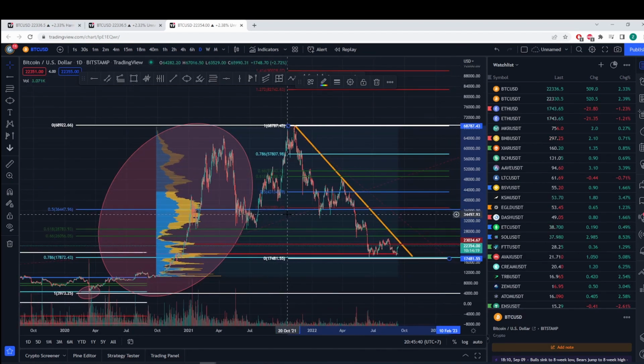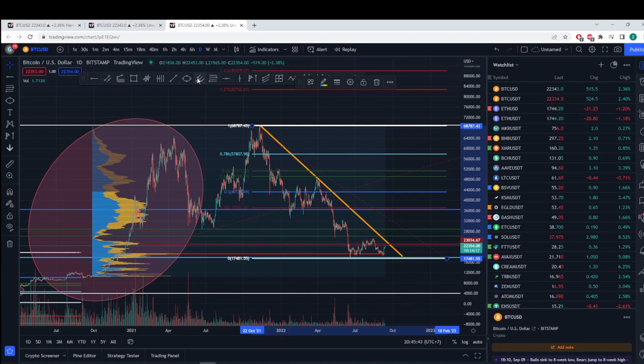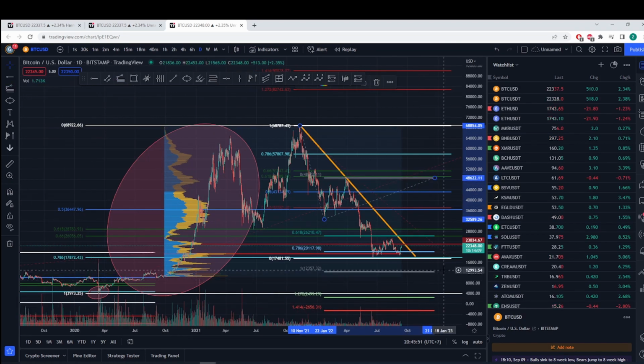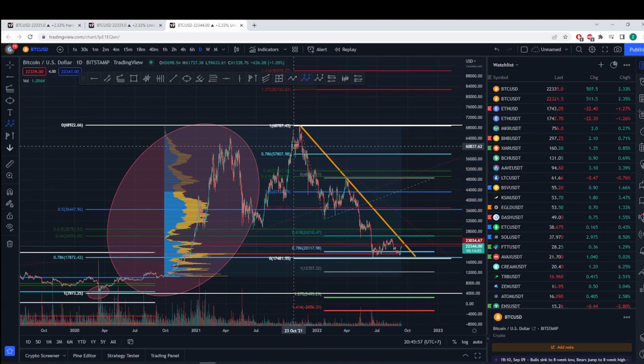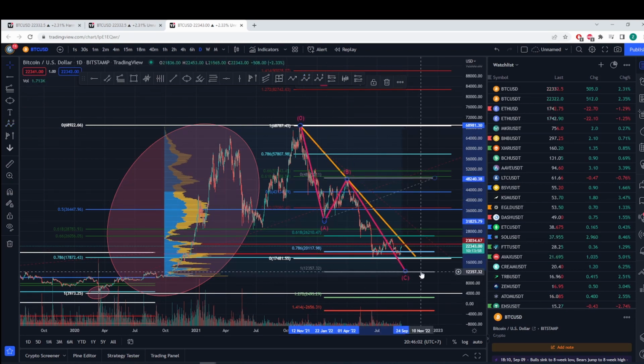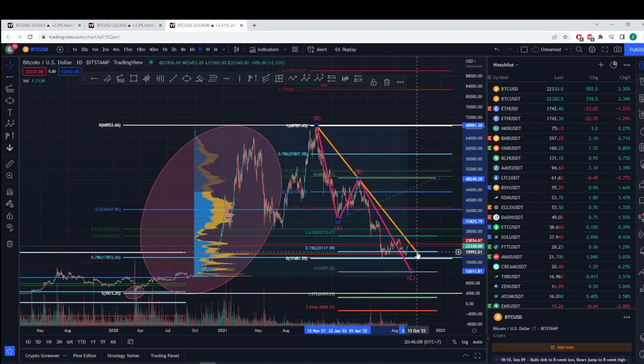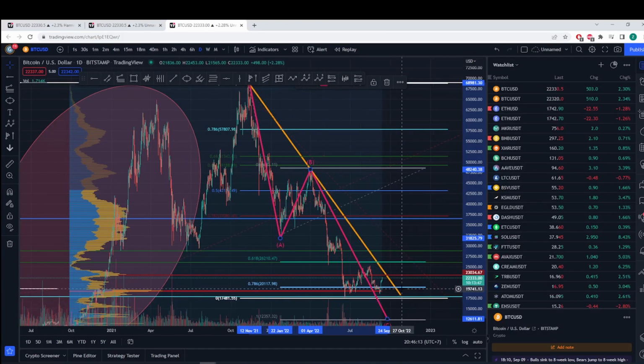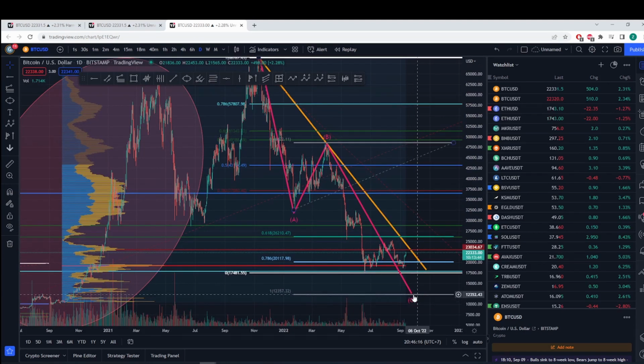Now, of course, as you guys know, I have a level lower, which comes from an Elliott wave measured move. So that's another target to look out for. So if this were to find resistance at 22.6K, that's where this target becomes more important, and I will be looking and targeting this area.